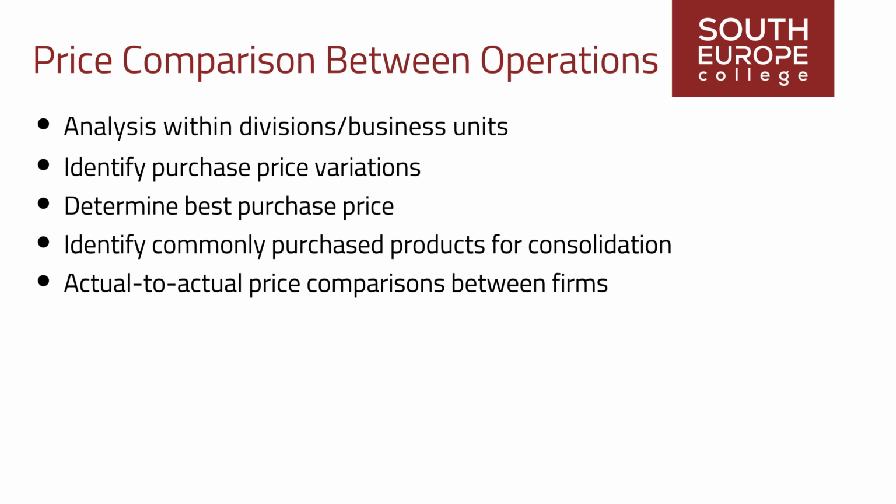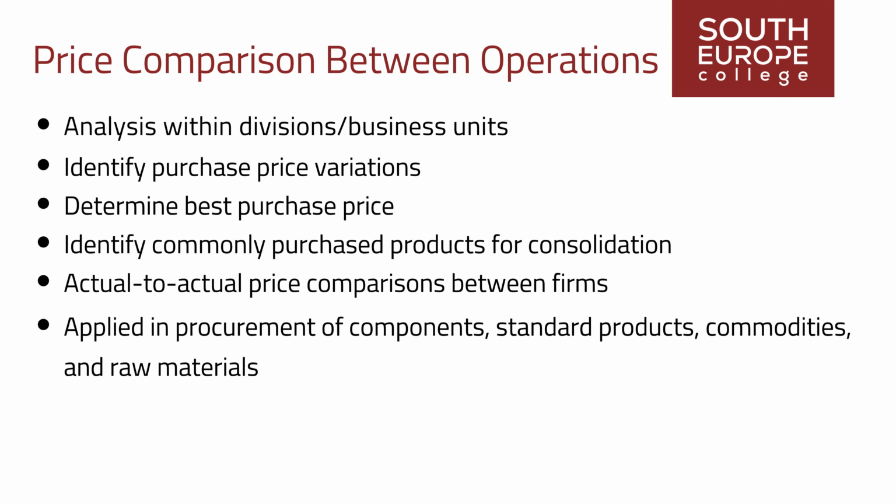While there is a growing emphasis on cost, price performance measures remain prevalent, especially for companies lacking detailed cost data. These measures are commonly applied in the procurement of components, standard-type products, commodities, and raw materials.